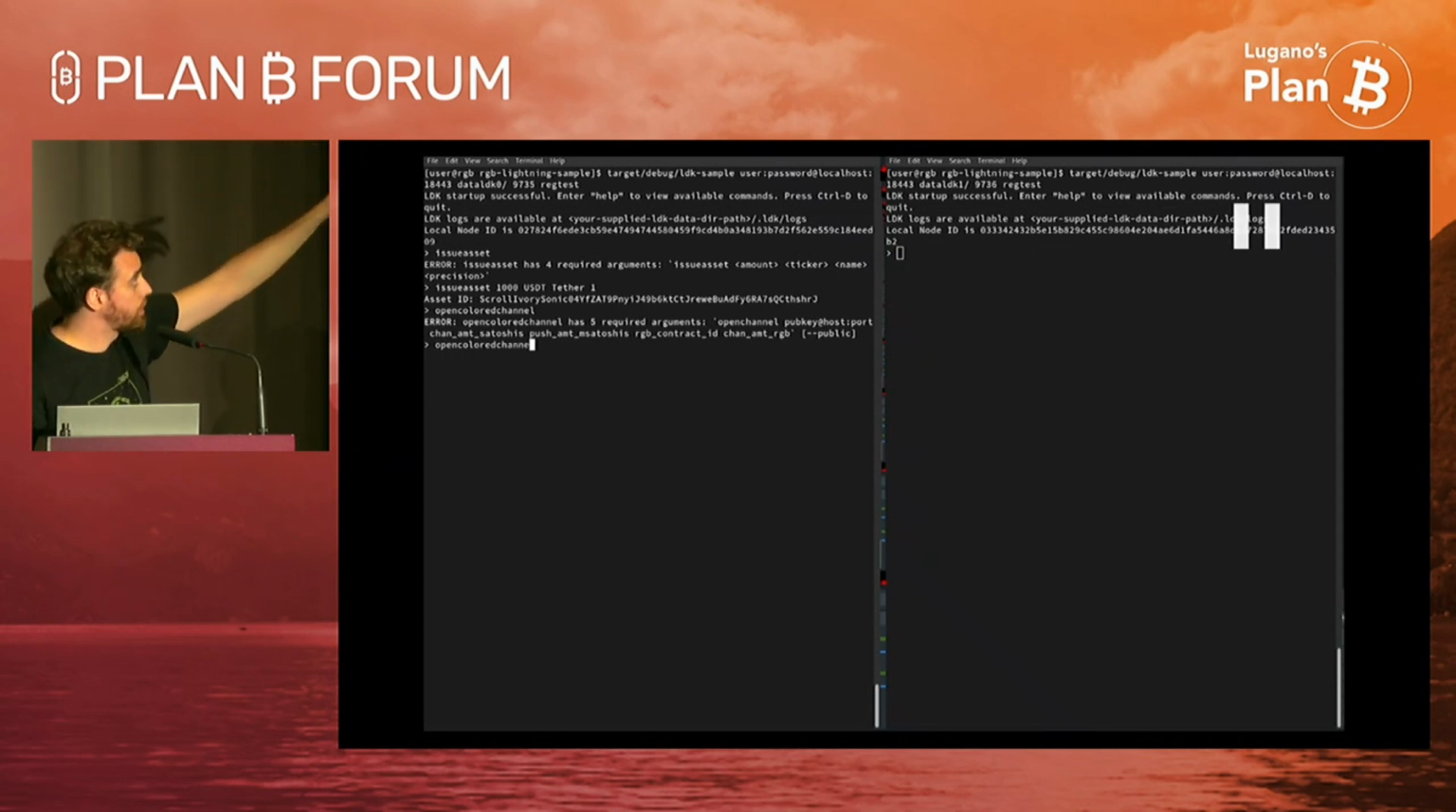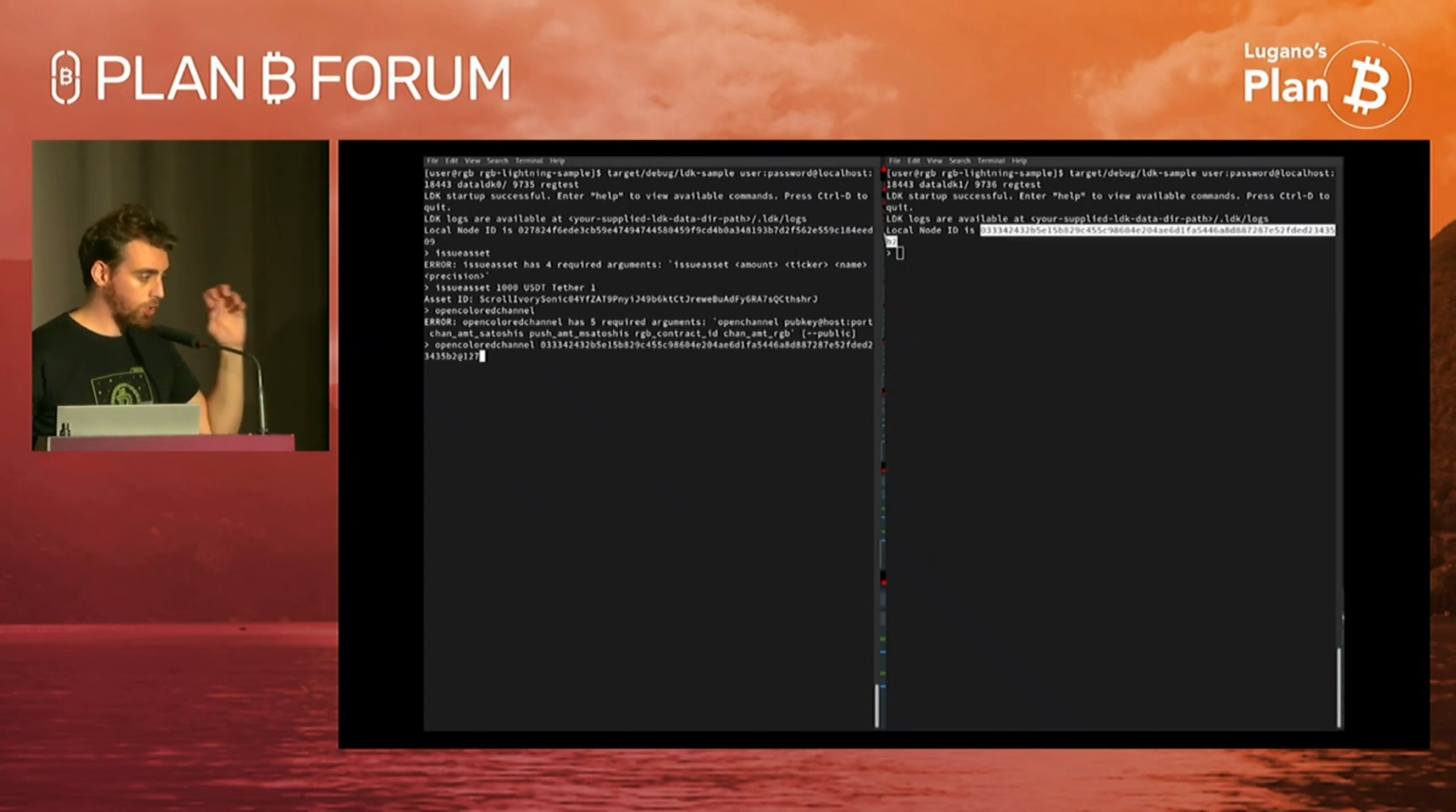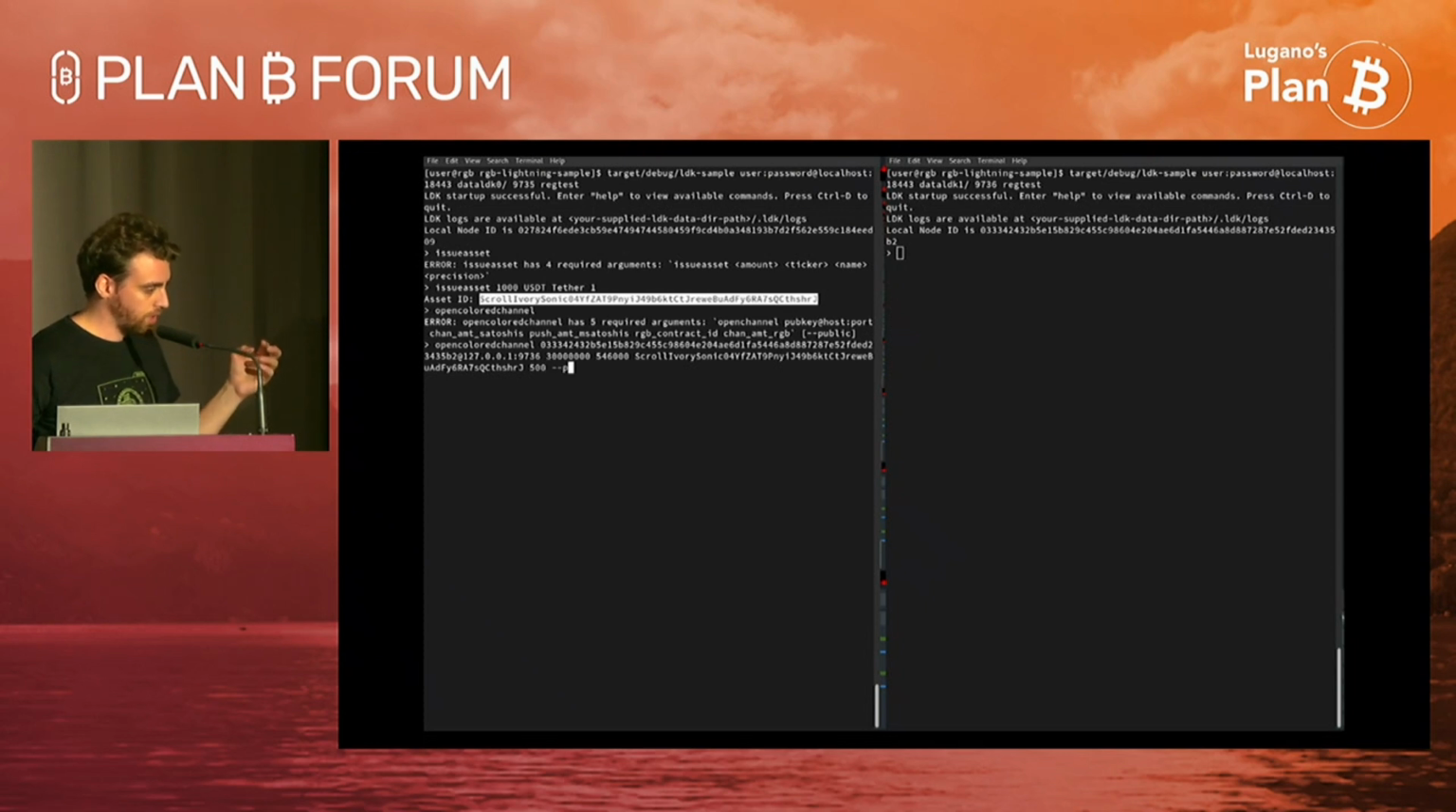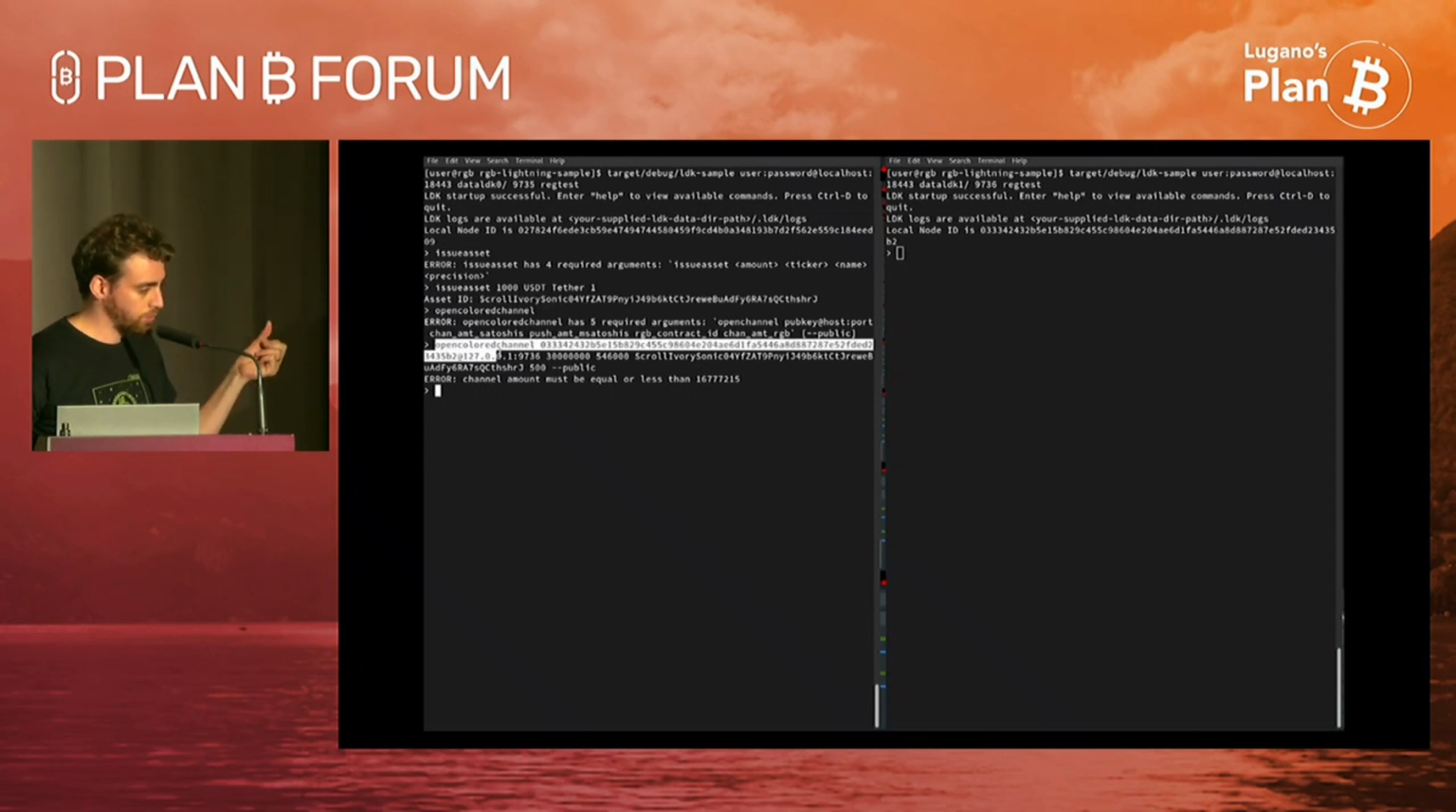It will open a channel with the other node, and we already have the node ID available on the other side. So these two nodes already exchanged some information about their node ID. So we open the colored channel, and we provide the public key of the counterparty with this endpoint. We say how many satoshi we want to push, but this is like a mostly constant amount. Then the channel amount, the RGB ID of the contract, and how many RGB assets we want to push.